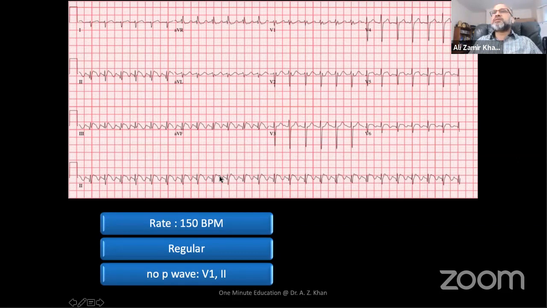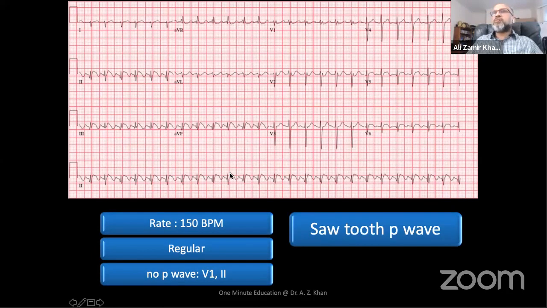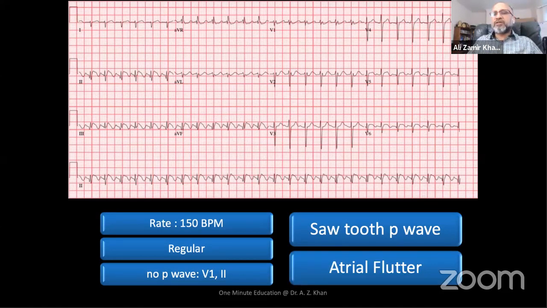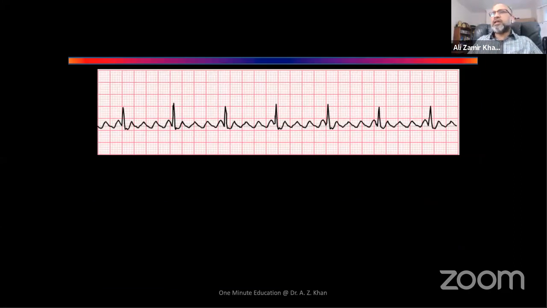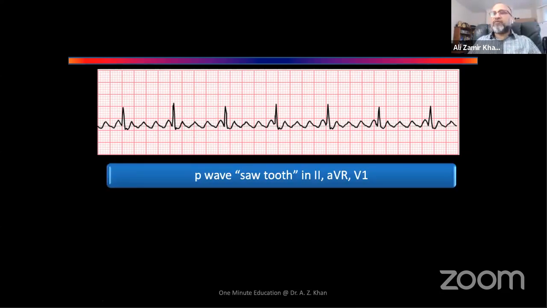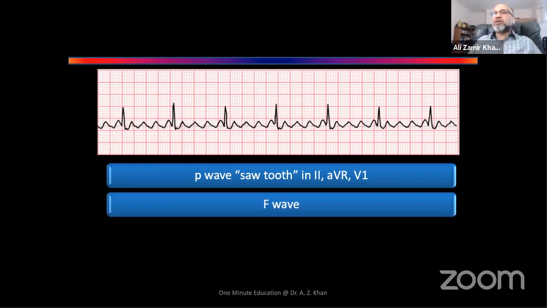Q, R, S, T, but what is happening here? The P wave is not very clear, but more importantly, it is sort of sawtooth. Can you see this sharp sawtooth thing? So this sawtooth thing is called an F wave, okay? And the F wave is usually representative of atrial flutter. It'll become clear in the next slide. Look at this. This sharp sawtooth, this is an F wave. And this F wave is called atrial flutter. Classic, seen in lead 2, AVR, and V1. Okay, classic, it is always called an F wave.